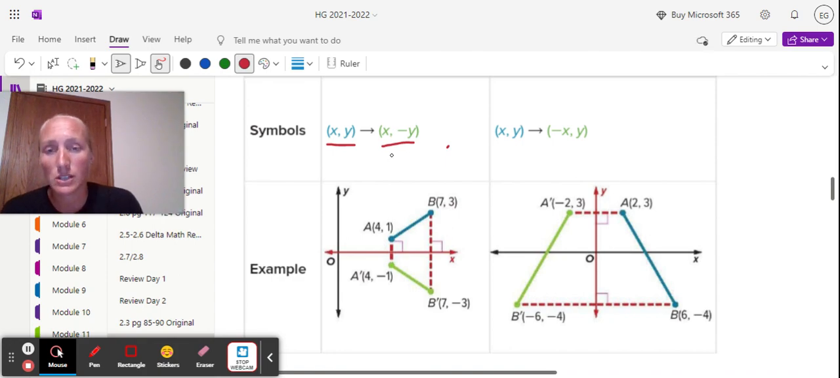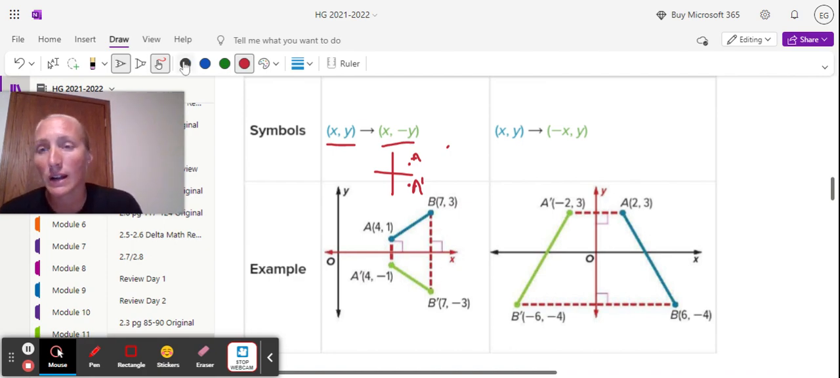What I like to do is just give myself a picture, draw myself a point. So they've got a point of (4, 1). I'd go over here to A, and I would say, if I reflect this in the x-axis, I'm going to go on the other side of the x-axis to find my A prime. And where's that going to be? It's going to be at (4, -1), and I find that point. You can see that here.